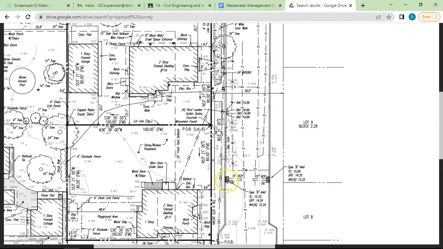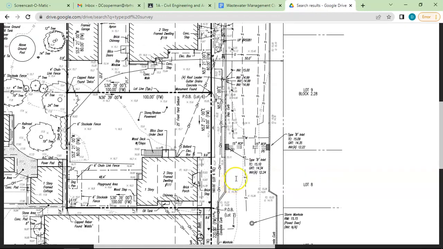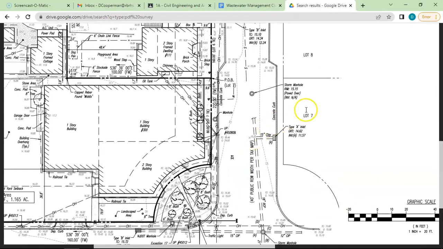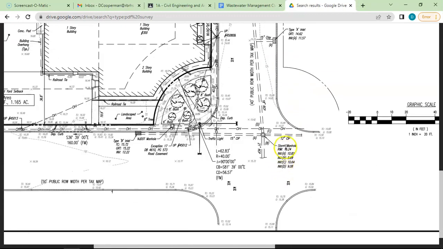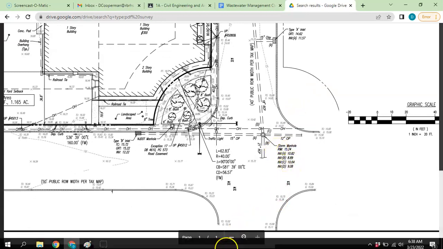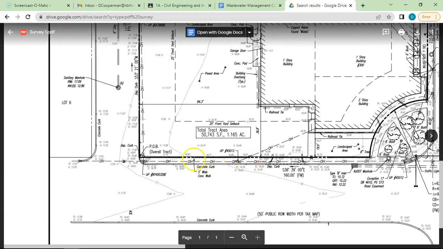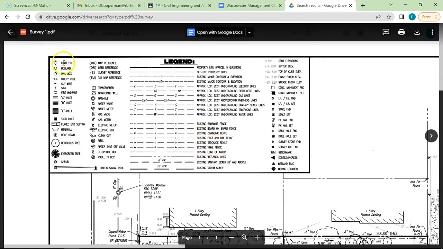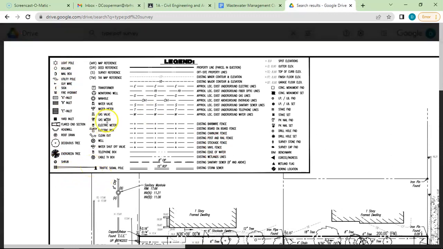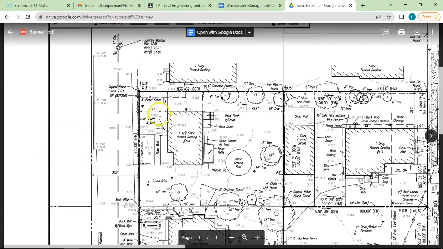You have your inlets for your stormwater management, so on and so forth. Here's your storm manhole, and then all the information that you see when I give you class. And that's the general gist of it. It has a legend up here to explain everything that you might not know intuitively what it is. And that's kind of it.